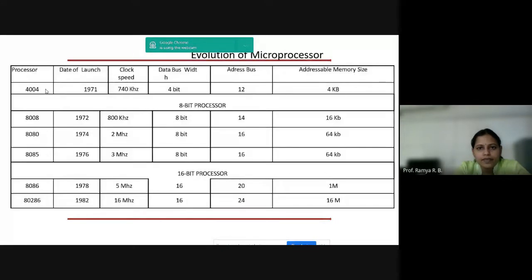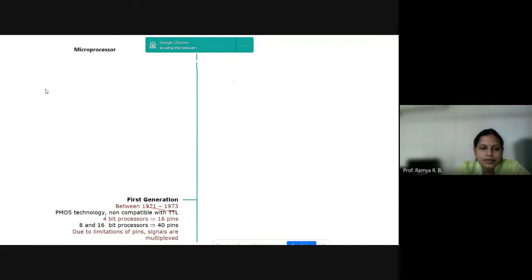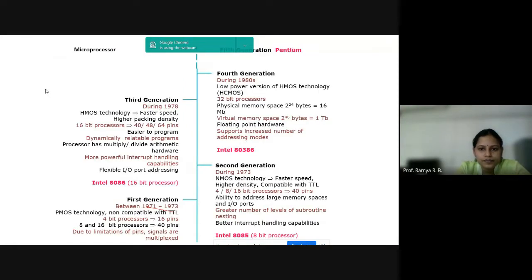So evolution I've already discussed, right? You can see 8086 belongs to the third generation. First generation came in 1971 to 1973. And then you have the second generation; 8085 belongs to the second generation. 8086 belongs to the third generation. And Pentium and higher versions belong to the fifth generation. So I've already discussed this timeline.